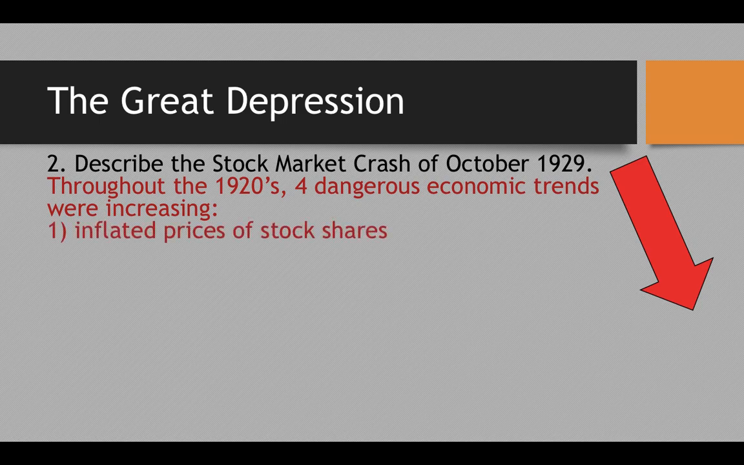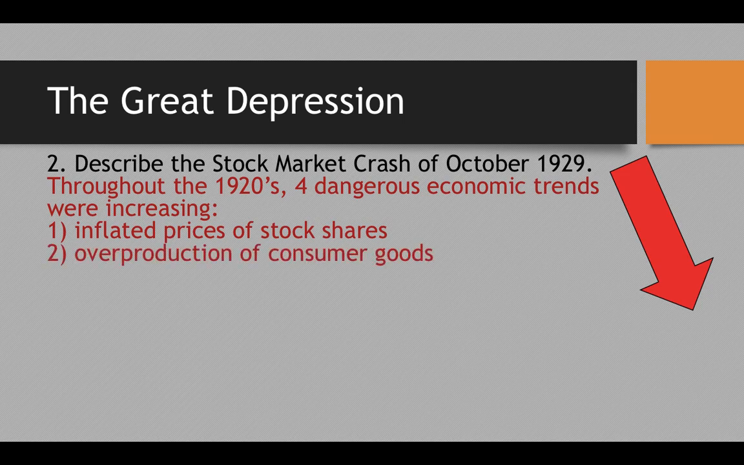The first economic trend was inflated prices of stock shares. This was like misleading the shareholder. Now, you don't have to perfectly understand stocks in order to understand this concept. I don't perfectly understand stocks. It's pretty confusing at times. But basically, you can buy a share or a percentage of a company. And at this time, companies were being dishonest about how much their company was worth. So people were buying more and more of it, and that cannot be sustained forever. Eventually, that bubble's going to burst.